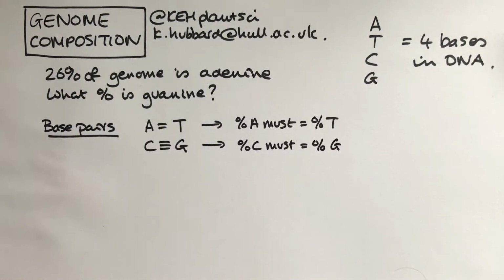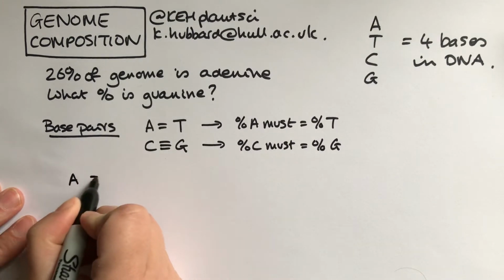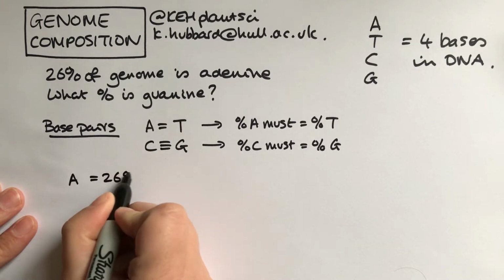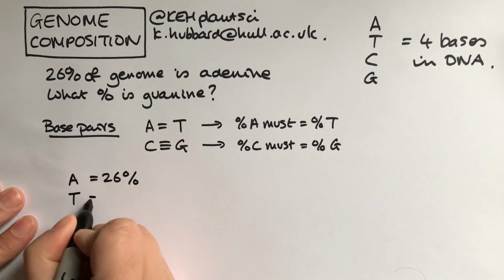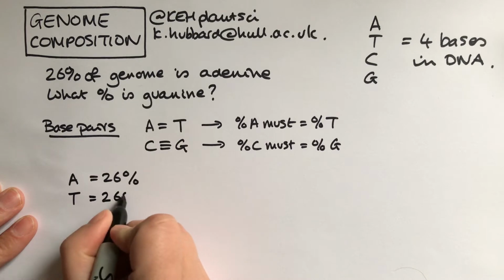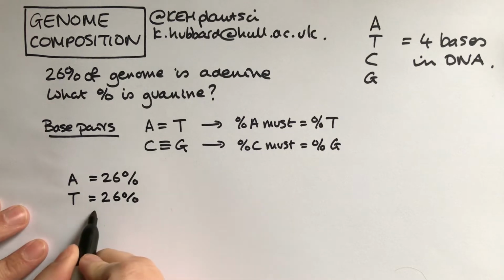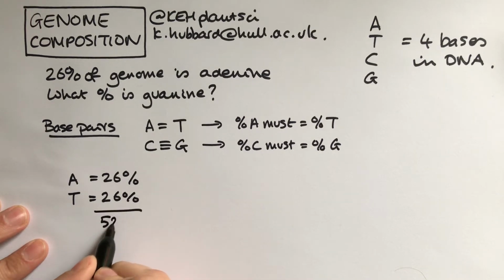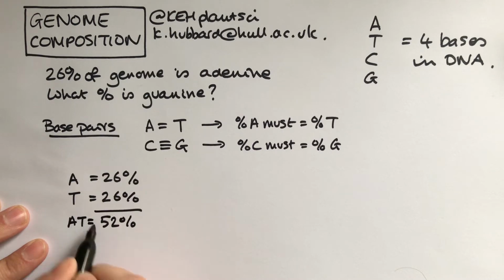We can use this to work out the overall composition of the genome. If we start with A, we know that A is 26%. Therefore we immediately know that T must also be 26% of the genome. If it's not, then the base pairing's gone horribly wrong. So that gives us a total of 52% that is A and T.